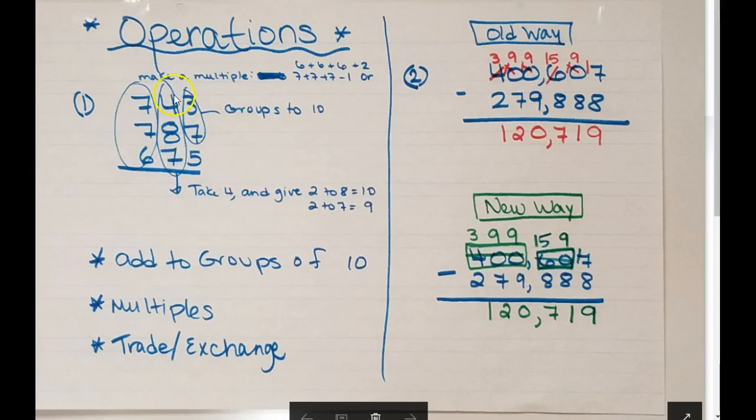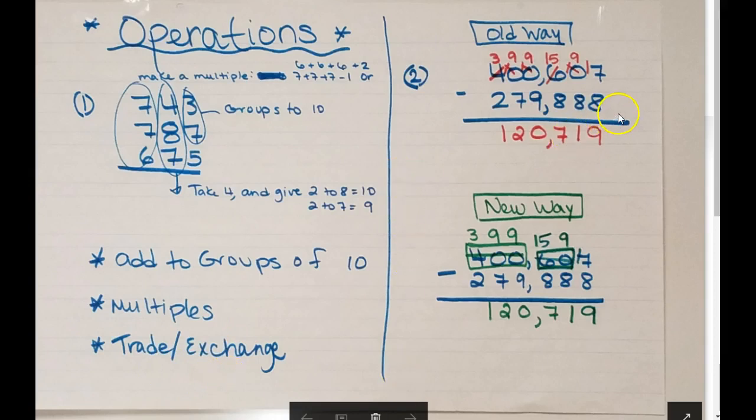In this column here, I could have taken that 4 and given 2 to 8 and 2 to 7. That made that a 10, and that would be a 9. And then this column here, I could have called that a 6, a 6, a 6, and then added 2 more, or I could have called it 3 sevens, subtract 1. Again, adding two groups of 10, multiples are trade and exchange.